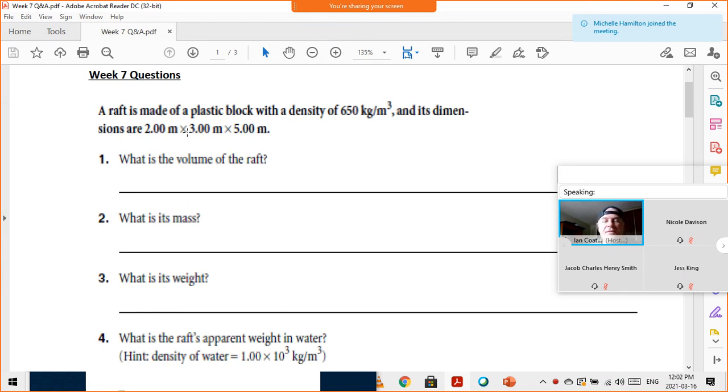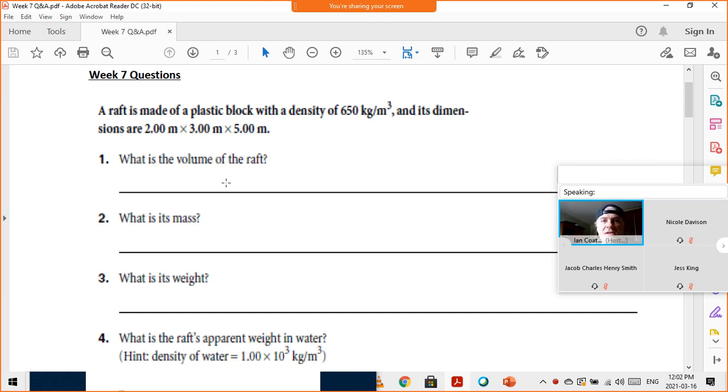A raft is made of a plastic block with a density of 650 kg per meters cubed, and its dimensions are 2 meters by 3 meters by 5 meters. The information there: I've given you the volume of the raft, and I've also given you the density of the raft. So you can find a whole load of things from this. Take your formula sheet, and I want you guys to try these questions.